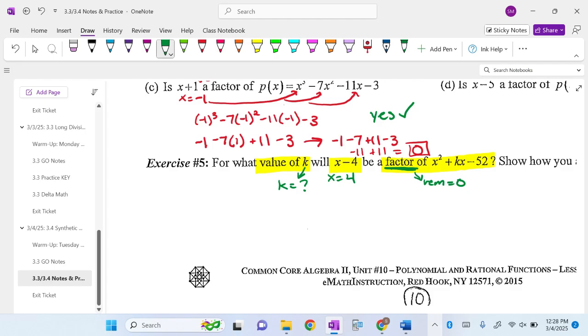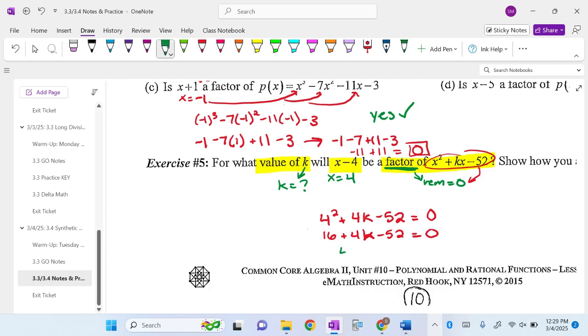So we're going to set this function equal to 0, at the same time plugging in x equals 4. So this would be 4 squared plus 4 times k minus 52, and we want all of that to equal 0. And then from there, it's just simplifying and solving a linear equation. So this would be 16 plus 4k minus 52 is equal to 0.